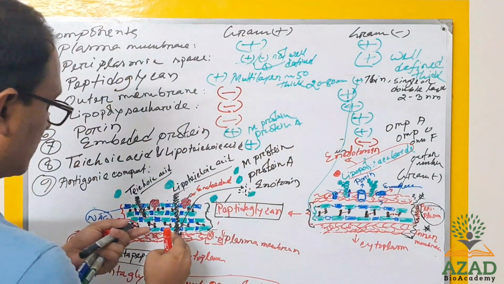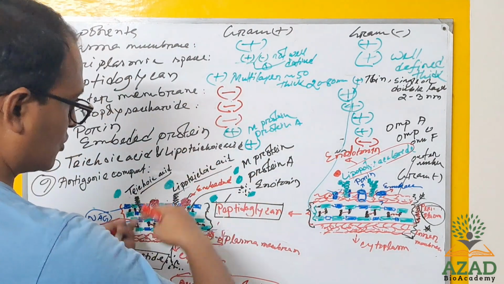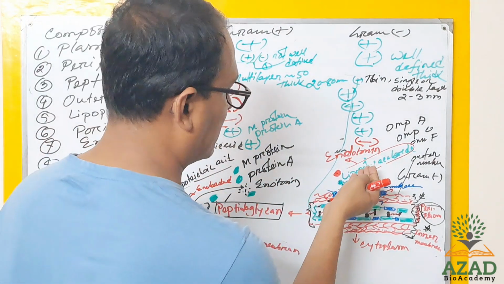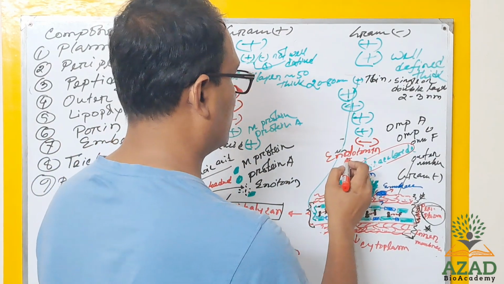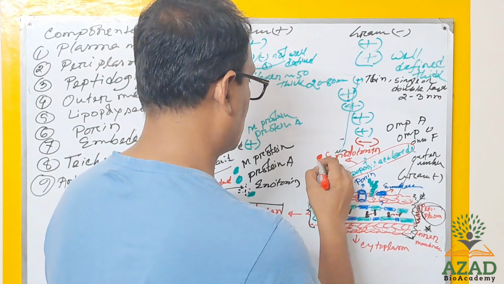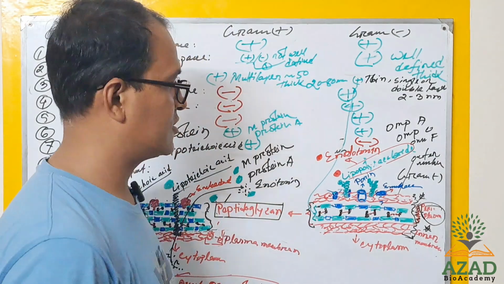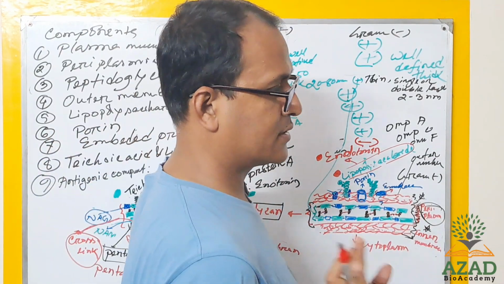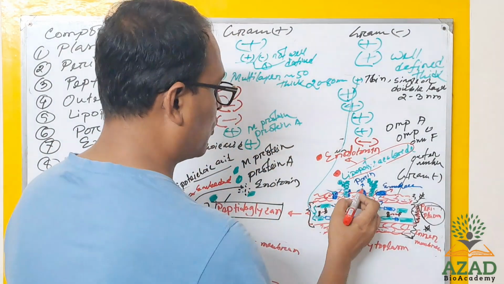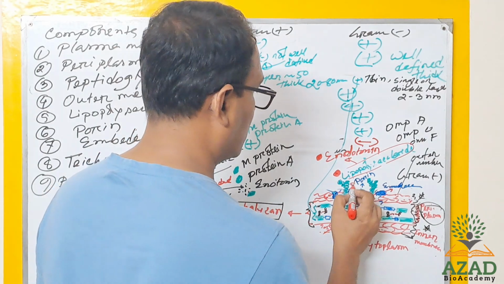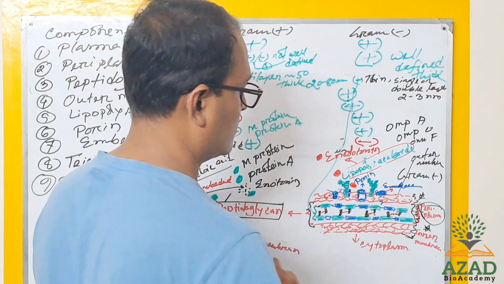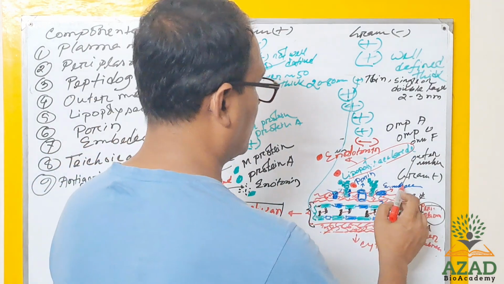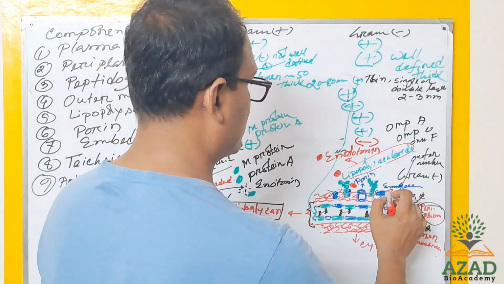It has just come from inside to outside, so it's an exotoxin. This is part of the outer membrane, lipopolysaccharide, that is the endotoxin. So this is endotoxin, which can act as an antigen, and lipopolysaccharide itself is an antigen. Porin also can act as an antigen. Okay, and here there is some embedded protein.